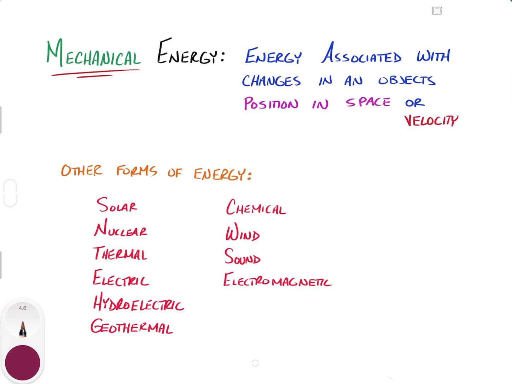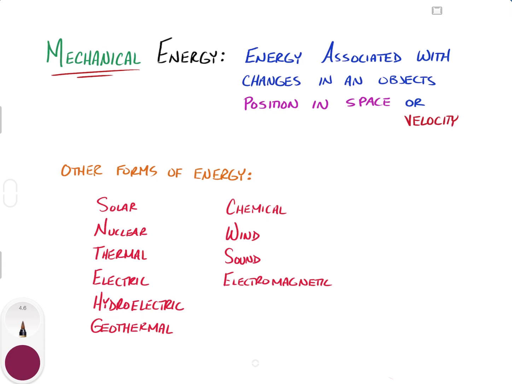There are several more. So you've got solar energy, you've probably heard of nuclear energy, thermal energy, which is just heat, electric energy, that's what we use to power all of our devices, hydroelectric, that's like Hoover Dam, if you use moving water to generate electrical energy essentially, geothermal, the heat of the earth, we can use that and convert that into other forms that are more useful, chemical energy, that's what we get from our food, wind, you've seen wind turbines, we can use wind energy, sound is a form of energy, we've got electromagnetic energy, there's several different forms. We are exclusively going to focus on mechanical energy, the energy associated with where an object is in space and how fast it's moving.